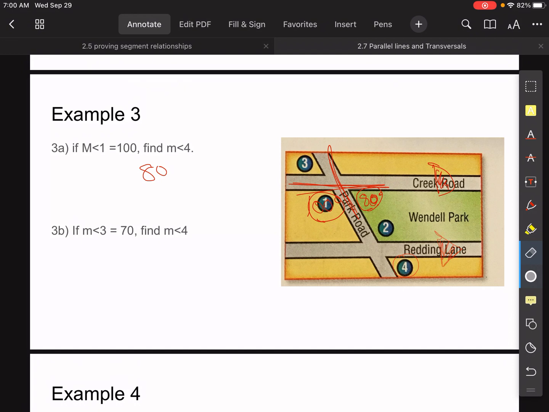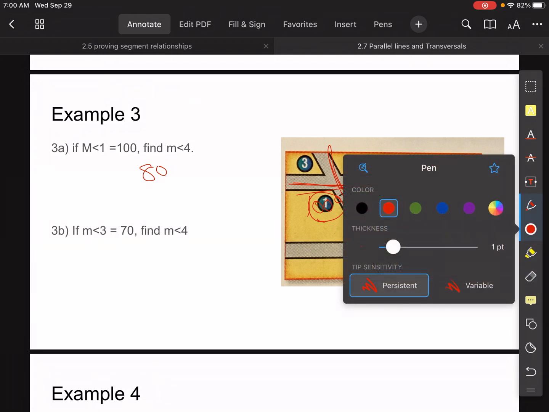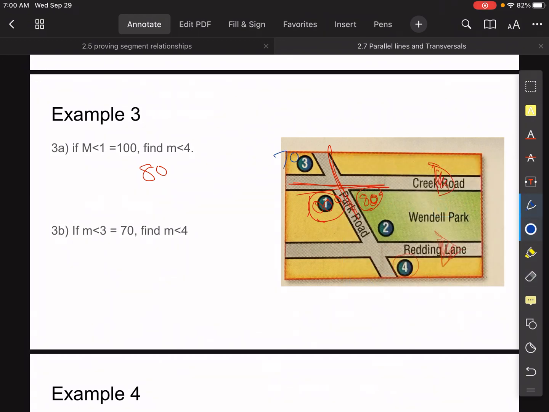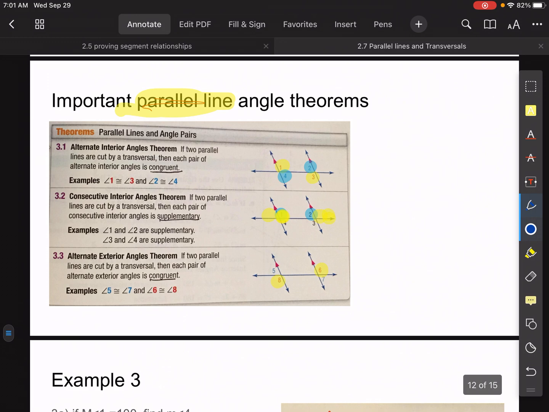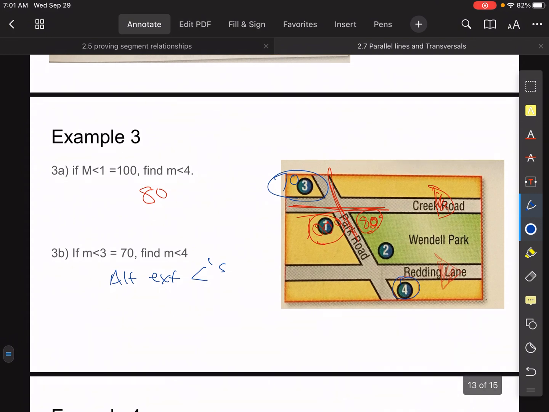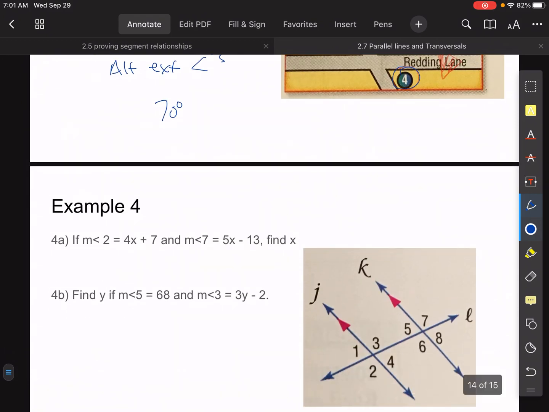Let's look at one more here, and then I'm going to let you go on your own. For the measure of angle 3, it says if 3 is 70, find 4. Let me switch colors here. So 3 is 70 up here. Find the measure of angle 4 down here. Well, that has a relationship right now. Those are alternate exterior angles, and the alternate exterior angles theorem says that if two parallel lines are cut by a transversal, then those things have to be congruent. So if 3 is equal to 70, then I know 4 is also equal to 70 degrees.